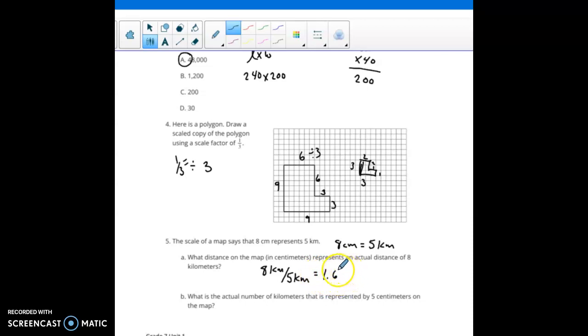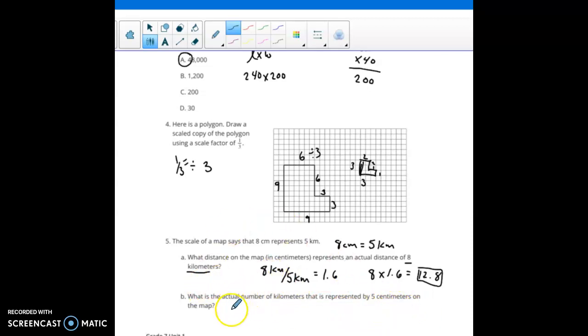But that's not my answer. I divided my 8 kilometers by my 5 kilometers of my scale. And what I want to do now is take my 8 centimeters, because I'm drawing in centimeters, and multiply that by my scale factor, and that equals 12.8. Question B, what is the actual number of kilometers that is represented by 5 centimeters on the map?